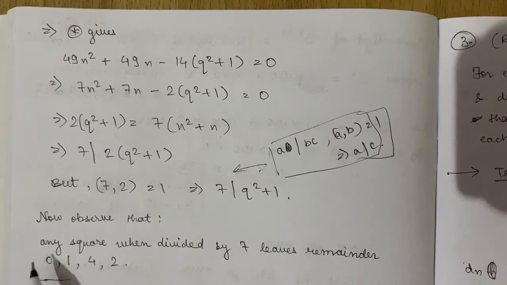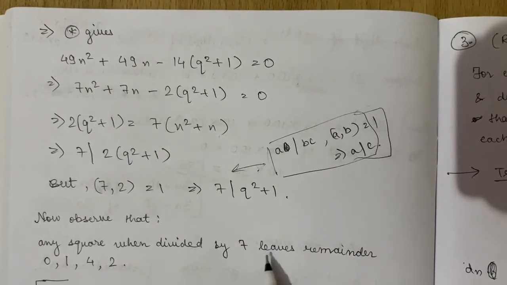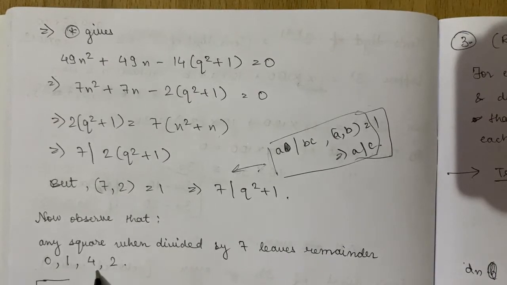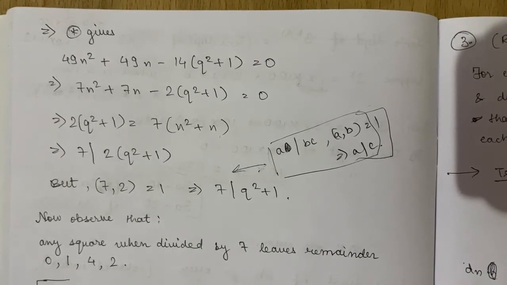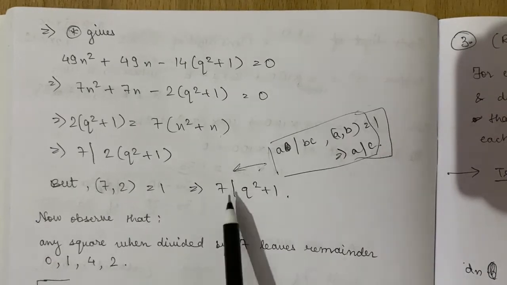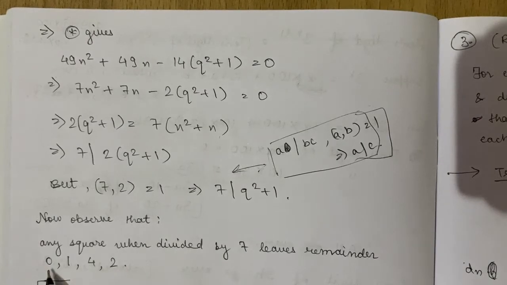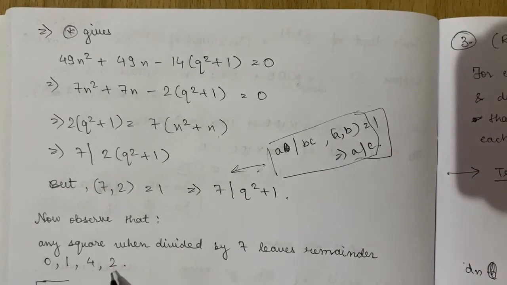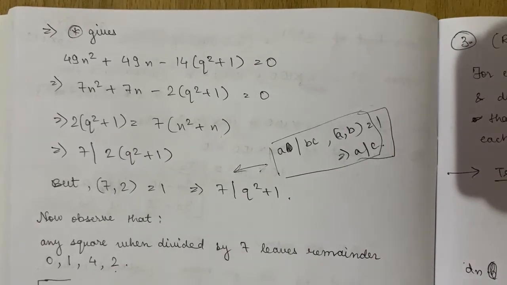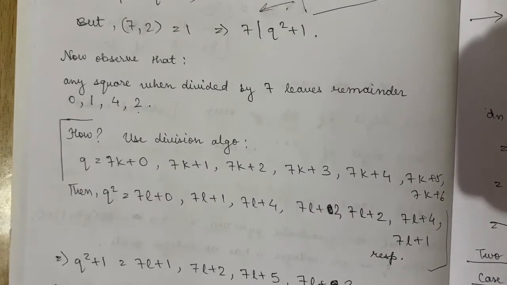My claim is that any square when divided by 7 leaves remainder either 0, 1, 4 or 2. And if q square leaves remainder 0, 1, 4 or 2 when divided by 7, then q square plus 1 would leave a remainder 1, 2, 5 or 3. So none of the remainders of q square plus 1 is 0, which means q square plus 1 is never divisible by 7. So how do we arrive at this claim?